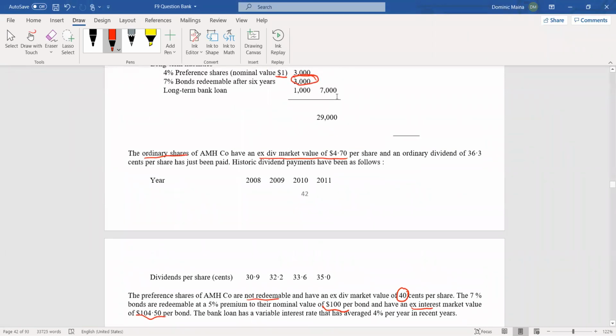The number of bonds issued, 3 million, times the market value, we divide by 100 to give us the number of bonds issued times 104.5. That's what we're going to do, or that's how you should be presenting the work. We've done that. Now let's present in our Excel how it ought to appear.